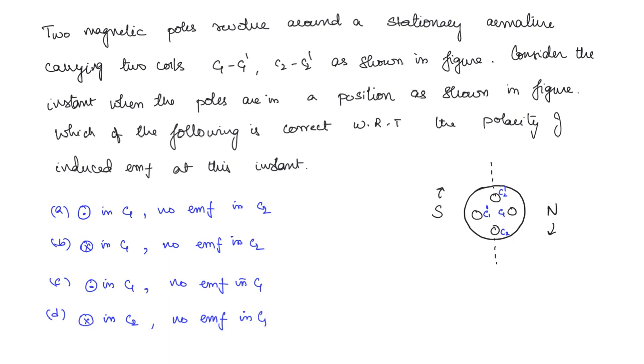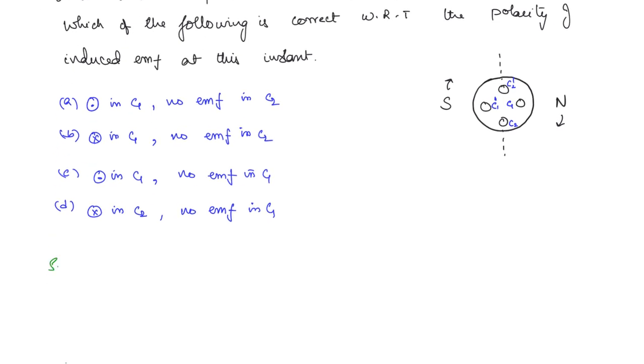Okay. So now the only difference is, in a DC machine the poles are stationary while the armature is rotating. But here it is a stationary armature. That means this armature is stationary, the poles are rotating. Now in this case, what will be the polarity of the induced EMF, if EMF is produced at all, okay? If it is produced, what is the polarity? So we will see how to do this. I will tell you from the very basics.